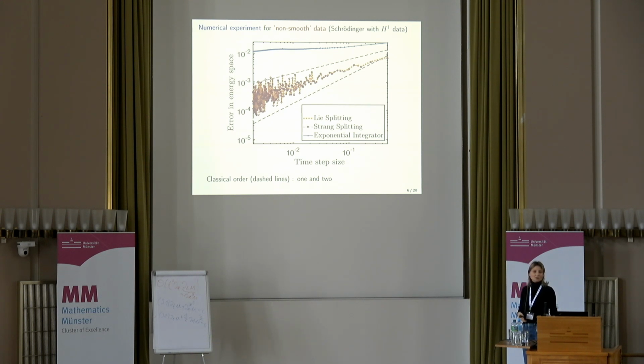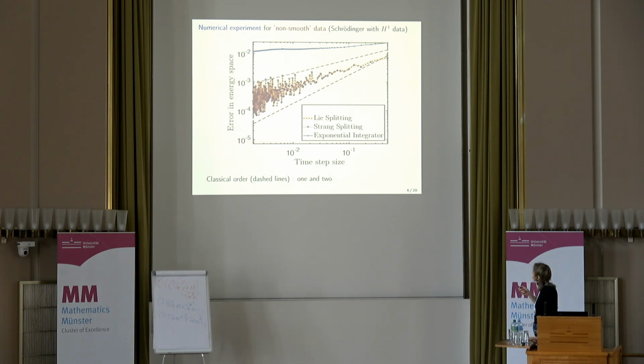And now I solve Schrödinger with some rough data, with the Lie splitting and the exponential integrator method, which have first order. So what I would assume is a convergence parallel to this line. And then I also use the Strang splitting method, which is a second order method, so I would assume a convergence parallel to this line. And then reality hits. What I see is something completely different.